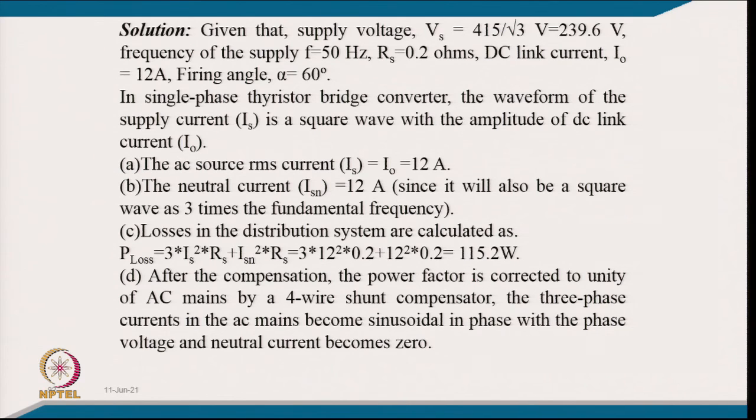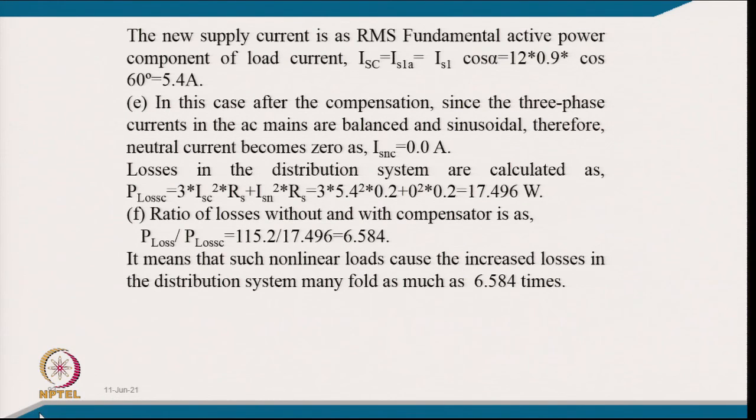So, after the compensation, power factor is corrected to unity of AC mains current by a 4 wire shunt compensator, and the 3 phase currents in AC mains become sinusoidal, in phase with their respective phase voltage, and neutral current becomes 0. So, the new supply current is the RMS active component of current only, IS equal to IS 1A, that is only the fundamental current, which is equal to the active component of fundamental current, which is nothing but IS 1 cos alpha, and that is 12 into 0.9 into cos 60 degree, that becomes 5.4 ampere. So, in this case after the compensation, since the 3 phase currents in the AC mains are balanced and sinusoidal, therefore neutral current becomes 0.